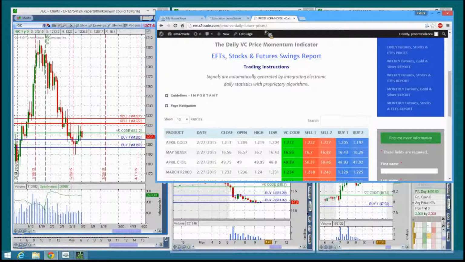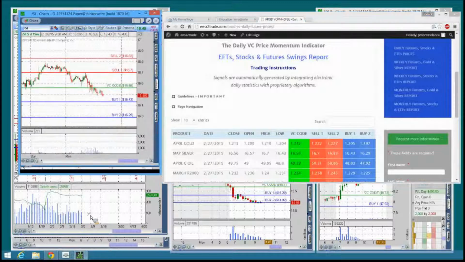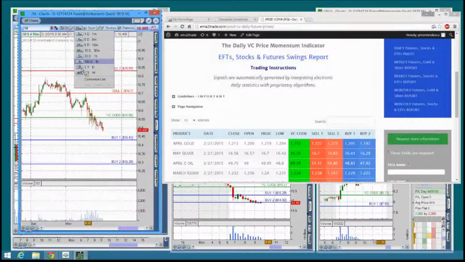The silver market, if we take a look at silver here, let me put up the daily chart.